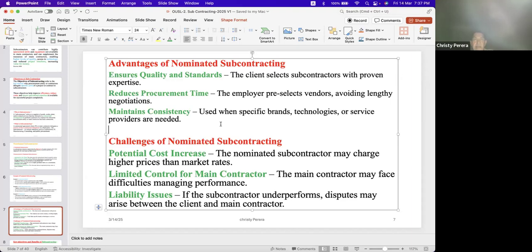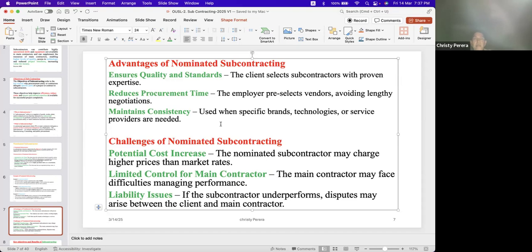Limited control for the main contractor. You can understand that, right? This nominated subcontractor might not listen to the main contractor. He will always think, oh my God, I am coming from my client, the government and the ministry. They will pay me. So the main contractor can't give orders to me. No, it is not like that. We will have to explain to them.